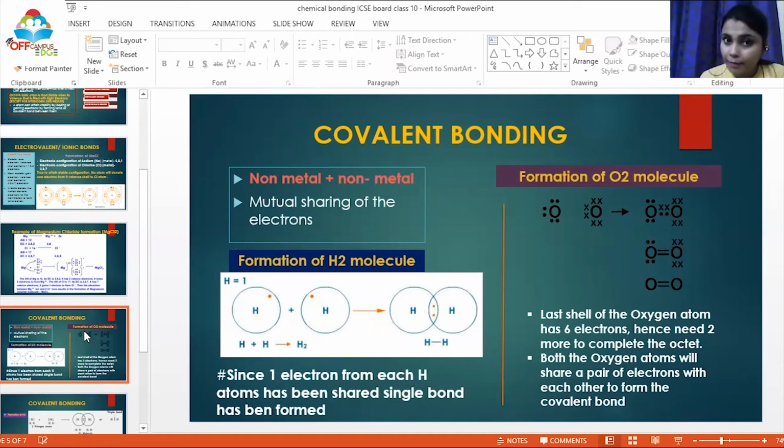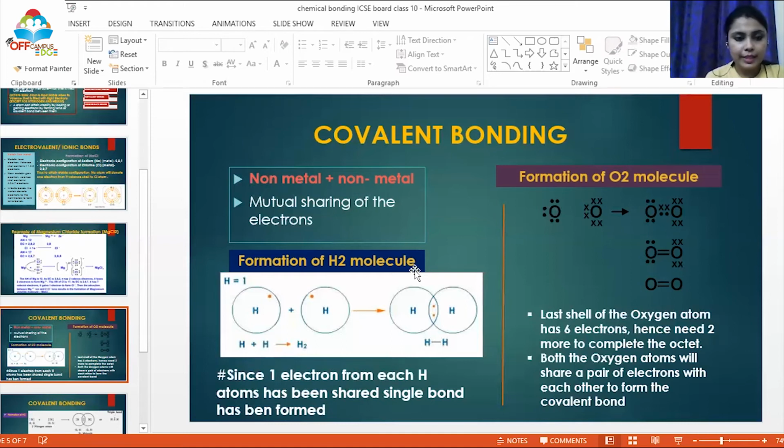And what's a covalent bond? A covalent bond is like both of you are hungry and you are sharing a pizza. So it's mutual sharing of electrons. And please remember, covalent bonding always takes place between a nonmetal and a nonmetal. So let us first see the example of the formation of an H2 molecule, that is 2 hydrogen atoms.